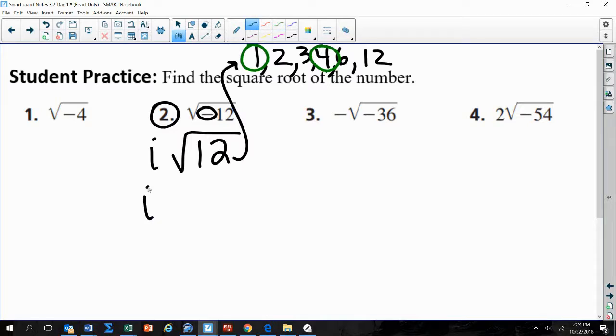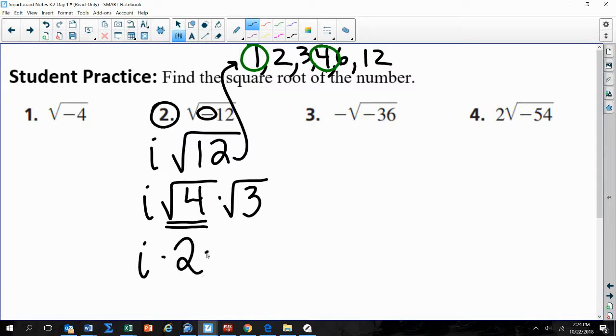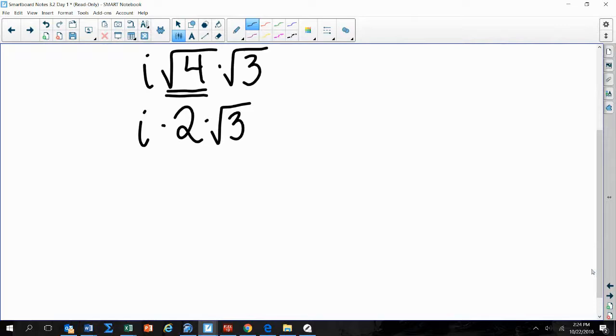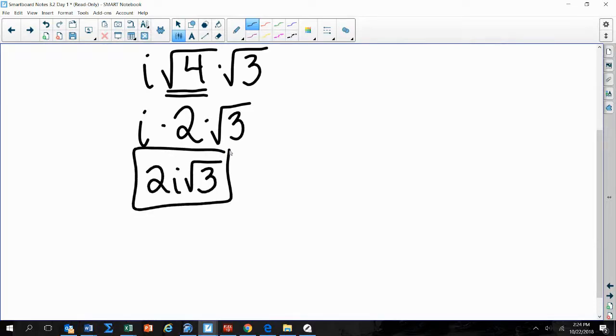So I'm going to break this guy down into 4 times 3 is 12, right? Where 4 is perfect. So what is the square root of 4? 2. Can I take the square root of 3? No. Okay, so it's going to stay at home. If it's not perfect, it has to stay at home under the radical. You only get to leave the house if you're perfect. Isn't that so sad? Okay, so we get 2i square root of 3. That's the idea.